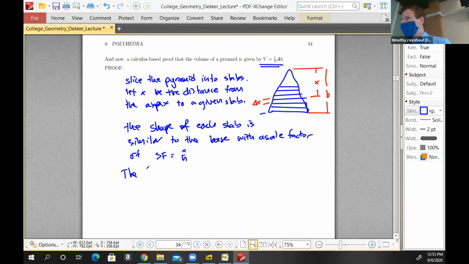The area of each slab is the area factor times the area of the base, which would be x over h squared, because the area factor is the scale factor squared, times A.